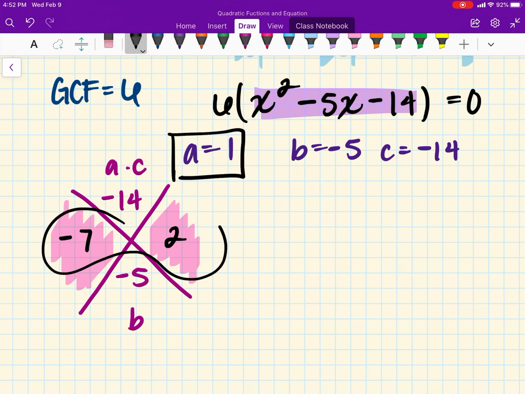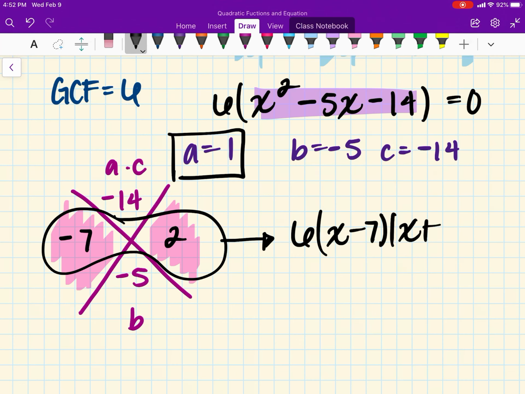So from there, check with A. Since my A value here is equal to 1, we're going to go ahead and write our binomials here. And I still have the 6 in front, which is my GCF: 6 times x minus 7 times x plus 2. And all of that is going to be equal to 0.